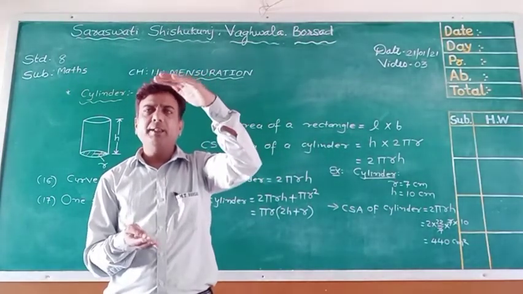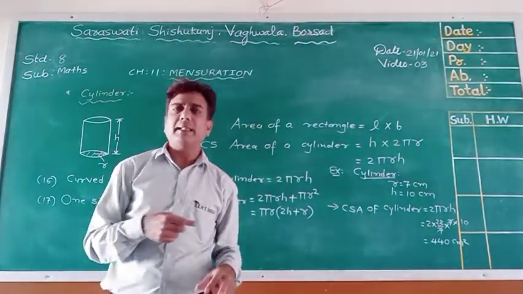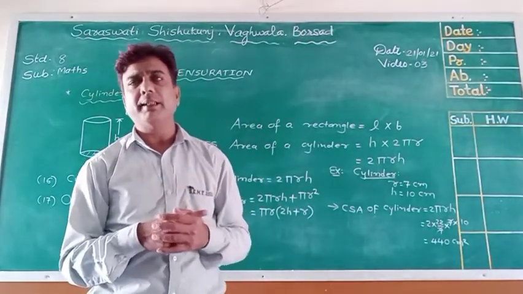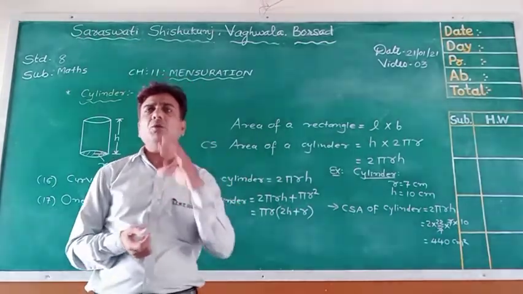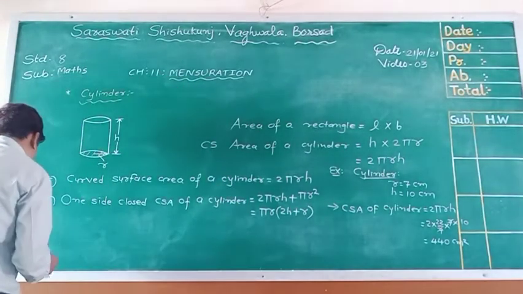So when we add both areas in this curved surface area of the cylinder, we get its total surface area. Otherwise, it is the both side closed curved surface area of a cylinder. So, next formula.